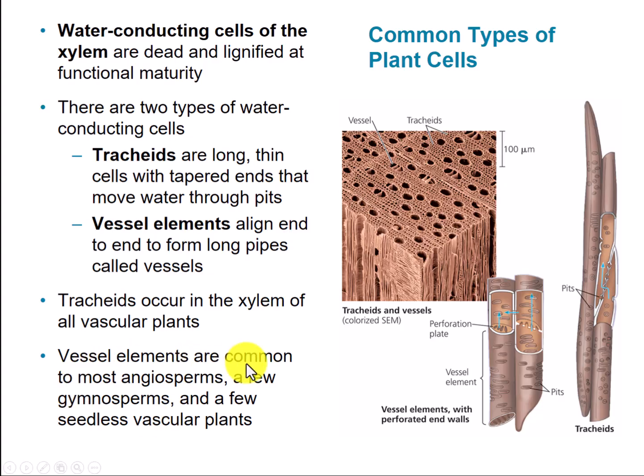Vessel elements are common in most angiosperms and a few gymnosperms, and then a few seedless vascular plants. And the tracheids occur in the xylem of all vascular plants. So tracheids are in everybody, vessels mainly in angiosperms, but some gymnosperms and a few of our seedless vascular plants. Remember, those are our ferns and stuff.